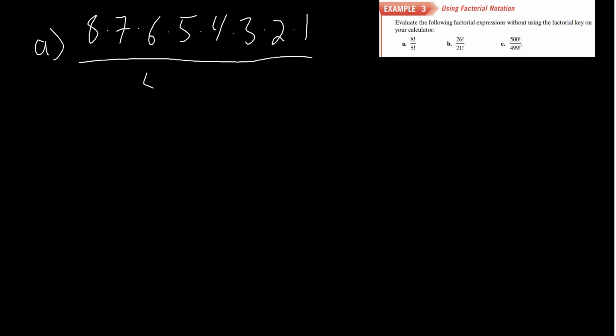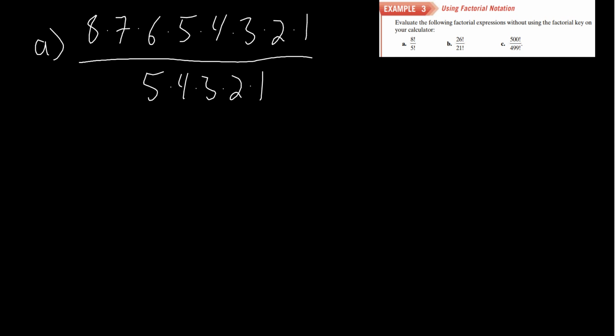Okay, so 8 factorial. Let's just go ahead and write 8 factorial. 8 factorial is 8 times 7 times 6 times 5 times 4 times 3 times 2 times 1. Well, 5 factorial we know is 5 times 4 times 3 times 2 times 1. Right? And here's where it gets pretty easy, more or less. Actually, let's do this for fun.